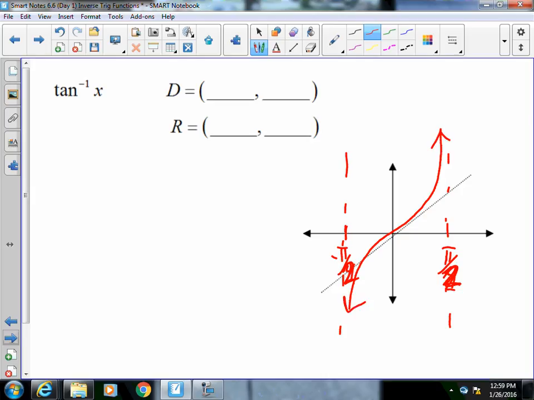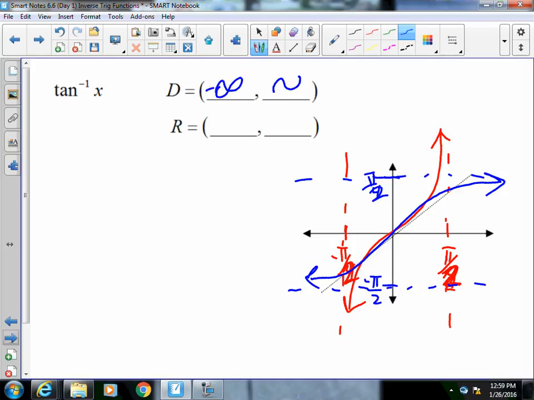If we would repeat any further than that, the inverse would not be a function. So let's talk about what that inverse is going to look like. We're going to have asymptotes at pi over 2 and negative pi over 2. This needs to look like a mirror image. So our inverse will look something like this, which means our domain is all real numbers, but our range is negative pi over 2 to pi over 2.